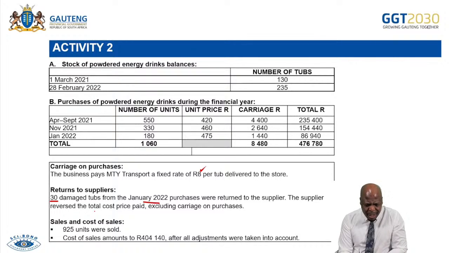The supplier reversed the total cost price, excluding carriage on purchases. So the supplier has reversed the cost of the goods, but excluding the carriage on purchases. Okay, let's now go and see what we should calculate. But before we do that, you can see here we have sales and cost of sales. We're told 925 units were sold and the cost of sales was 4,004,140 after all adjustments were taken into account. Okay, let's quickly go.